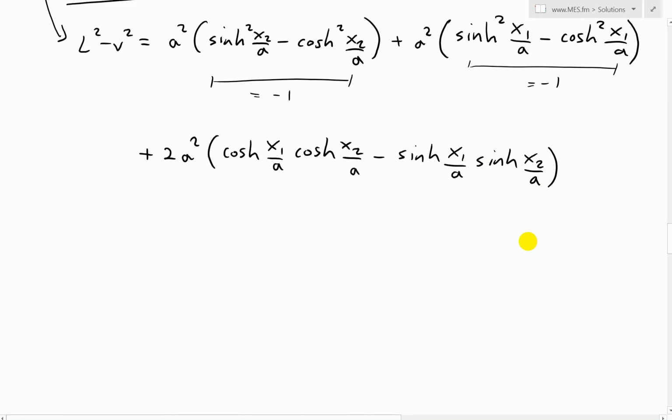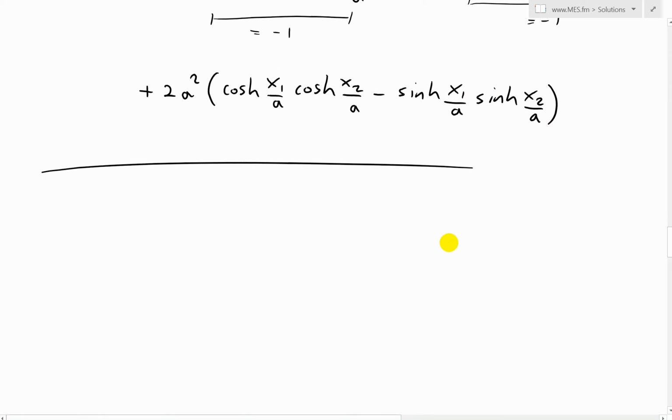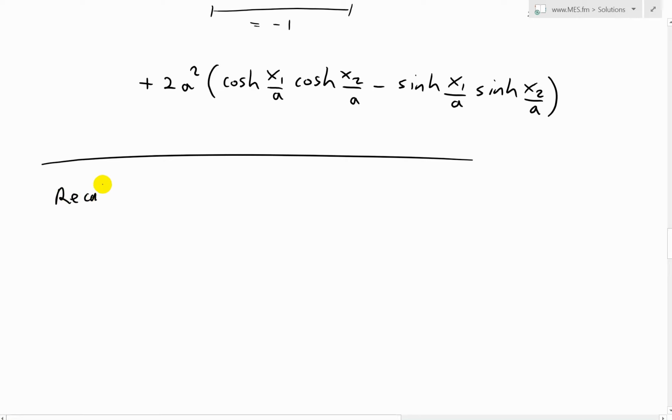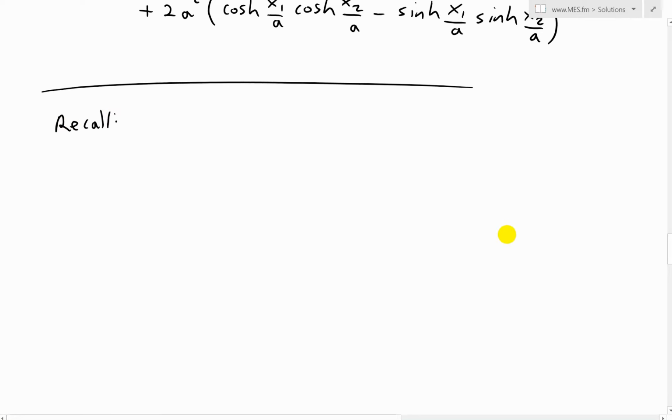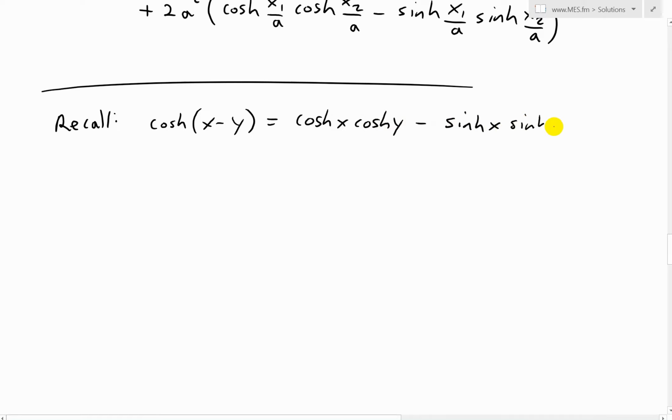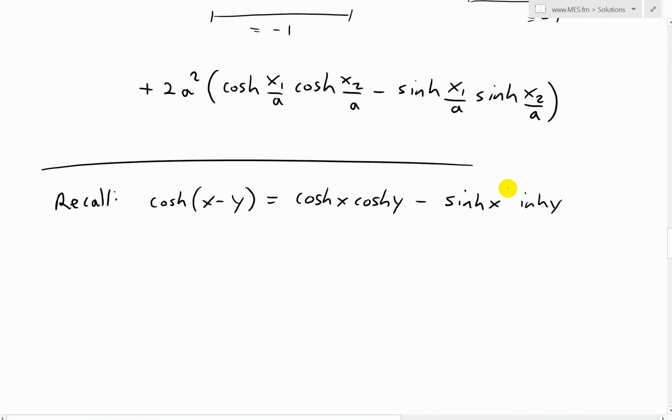And now this is another identity we could use. First of all, recall the other identity from my earlier video, and hence why I did a bunch of hyperbolic trig identities in my recent videos. So now recall this identity: cosh of x minus y equals cosh x cosh y minus sinh x sinh y. So we go from cosh to sinh, now sinh x, sinh y, like that here.